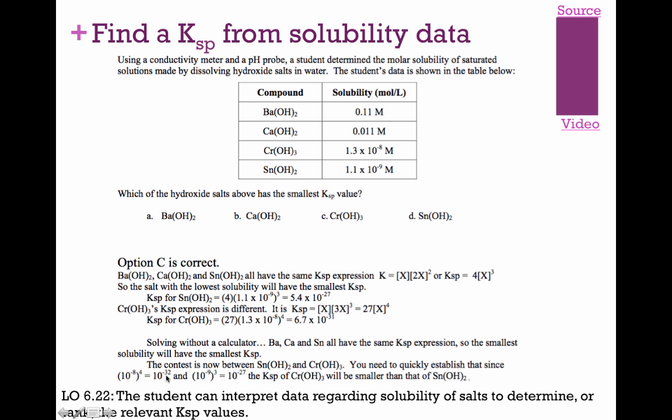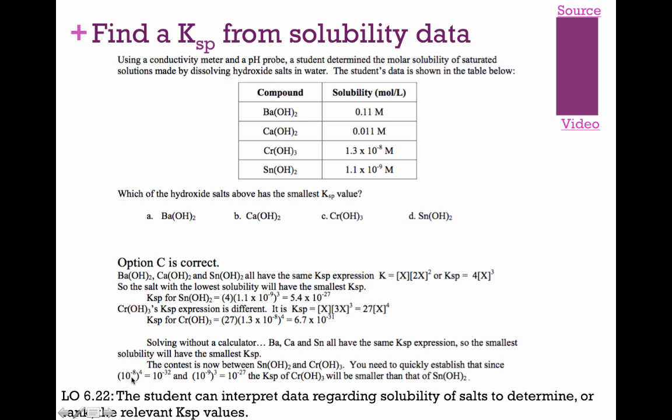And then if you just look at 10 to the negative 8th to the 4th power, so you have 3 of them here and 1 of them here, versus 10 to the negative 9th to the 3rd power, you can compare that way.